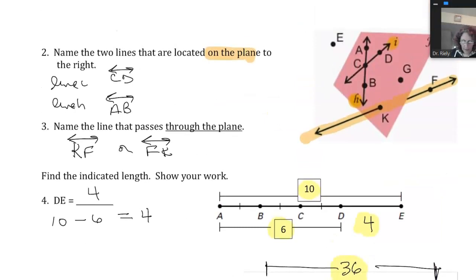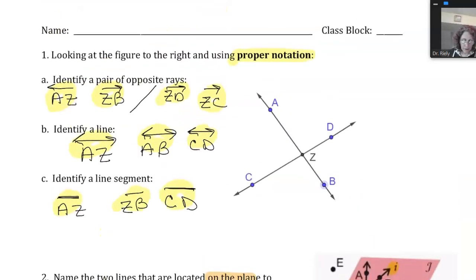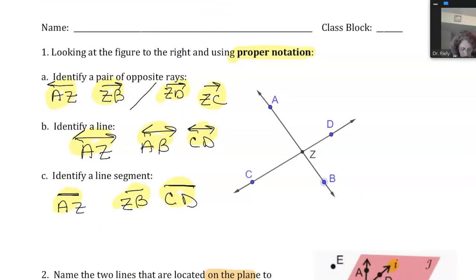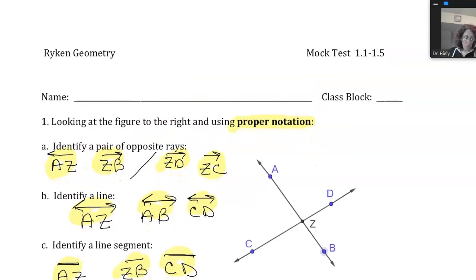Remember how we identify a line, and all of this, you get your points by knowing the answer and using good notation. Remember, you have to use this notation so that I know what you're speaking about. Okay, so that's it. I hope this helped. Go back over the mock quiz again and build confidence with this material.